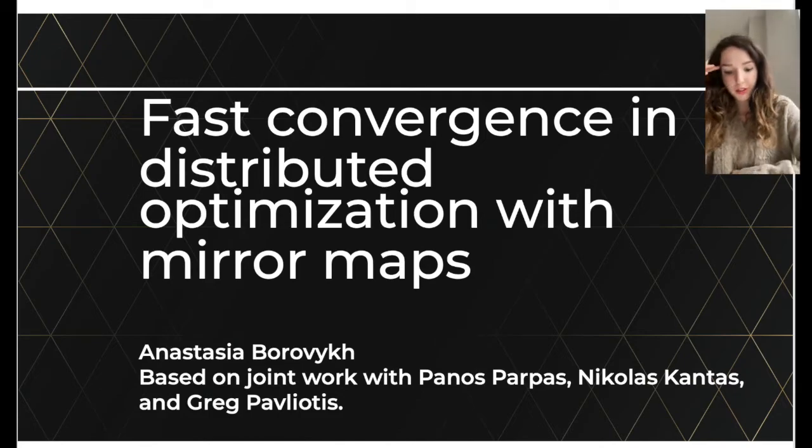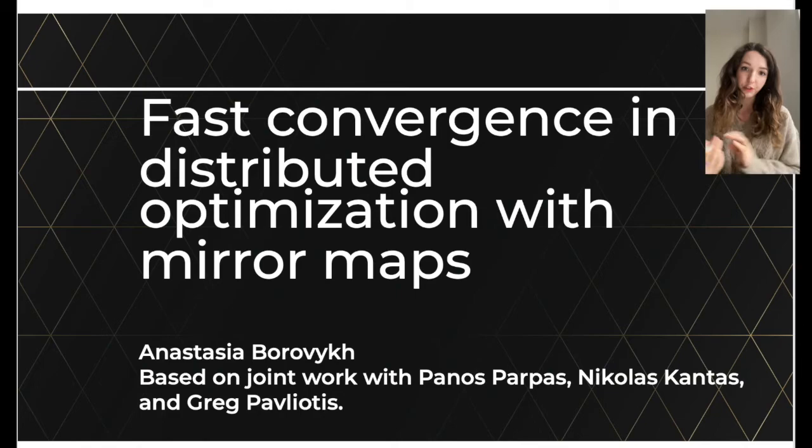So in this talk, what I want to discuss is distributed optimization, and specifically distributed optimization with mirror maps. So how can we achieve fast convergence in a setting where we're using mirror descent in a distributed setup?